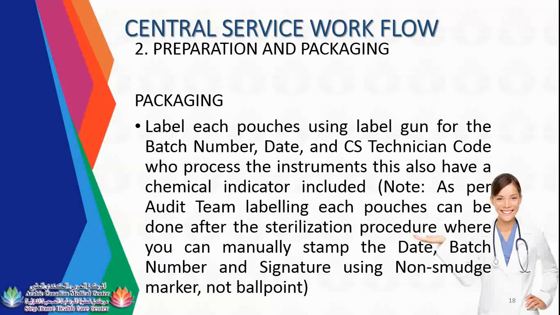For labeling each pouch using a label gun, for batch number and date, you need to calibrate the label gun to the next batch number, the current date, the expiry date, and then the CS technician code or ID number. As per the audit team, labeling each pouch can be done after the sterilization procedure where you can manually stamp. If you are using a label gun, you do it after putting the instrument in the autoclave. If you are doing manual labeling, you label it once it is finished.